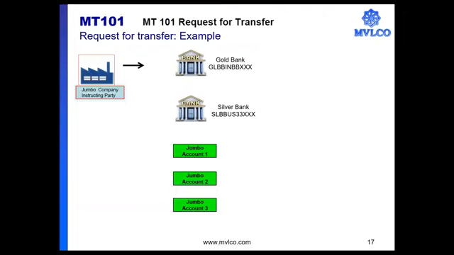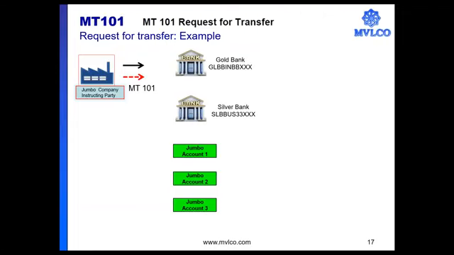So let's understand once again. Jumbo has an account with Silver Bank. Jumbo is asking Gold to ask Silver to make the payment out of Jumbo's account with Silver. So Jumbo sends a non-Swift message, because the assumption here is Jumbo does not have Swift connectivity. When Jumbo has Swift connectivity, it will use the MT101, asking Gold once again that please make the payment out of my accounts at Silver Bank.